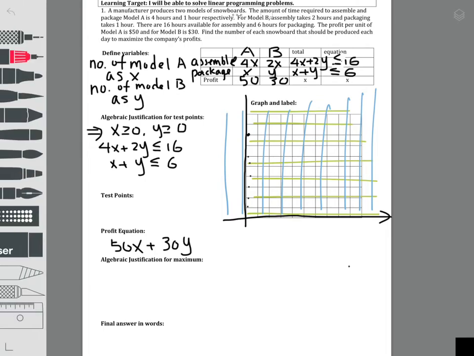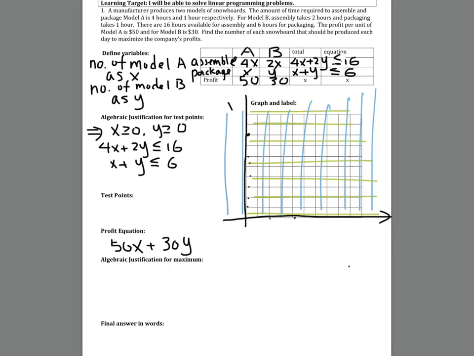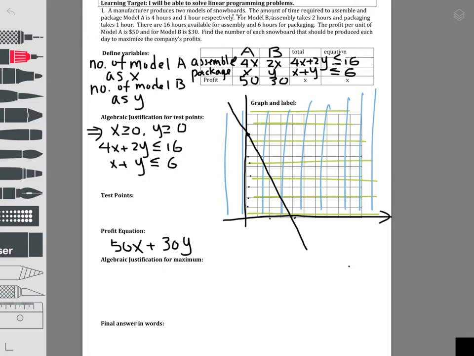When y equals 0, x is 4. So 1, 2, 3, 4. So this is going to mark as 4x plus 2y less or equal than 16. So should I shade it above the line or below the line?